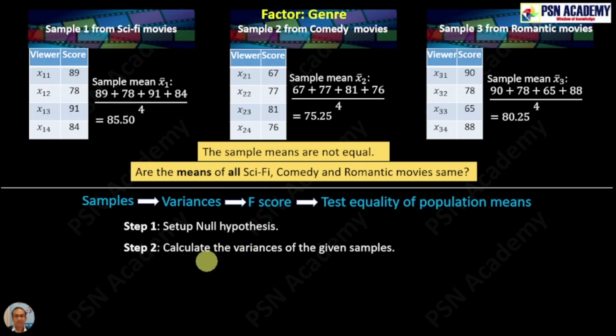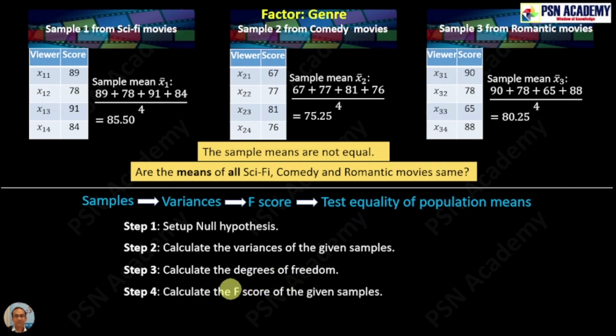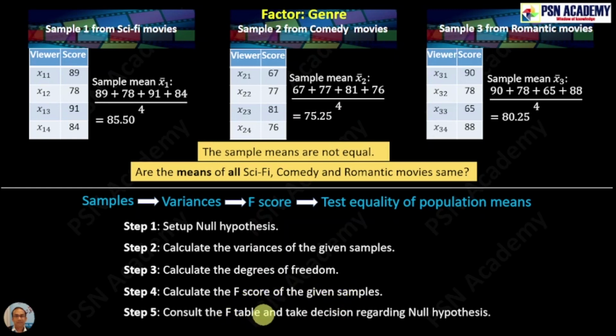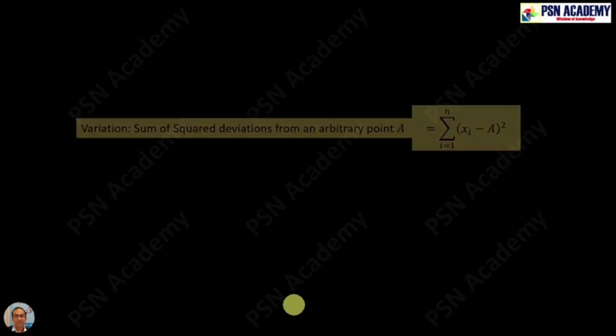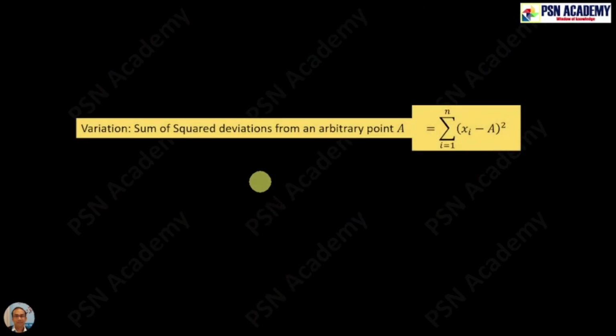Next one, calculate the variances of the given samples. Next, calculate the degrees of freedom and calculate the F-score of the given samples. And finally, you consult the F-table and take a decision whether your null hypothesis should be rejected or not rejected, right? Before going into the procedure, I will introduce you to two terms.